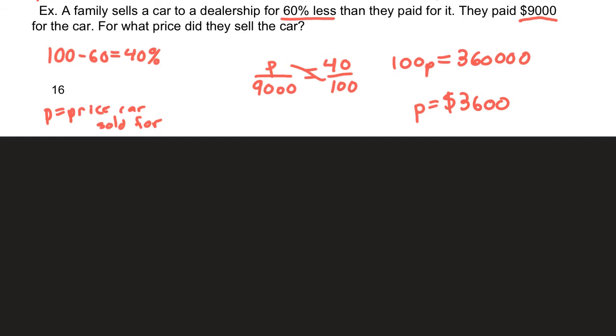Okay, so to explain this, it's kind of like the sale price one. It says a family sells a car to a dealership for 60% less than they paid for it. They paid $9,000 for the car. For what price did they sell it? So cars lose value. So this car lost 60% of its value, meaning it's worth 40% of its original value. So to find what they sold it for, I use 40 as my percent over 100, and that price was out of $9,000. So I set up my proportion, cross-multiplied, got my equation. $3,600 was the price they sold the car for.